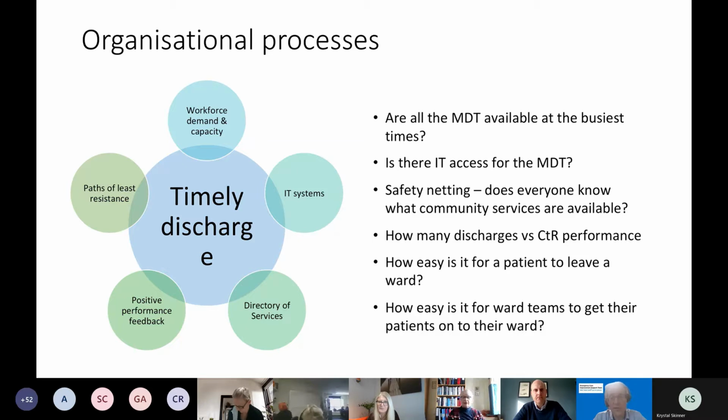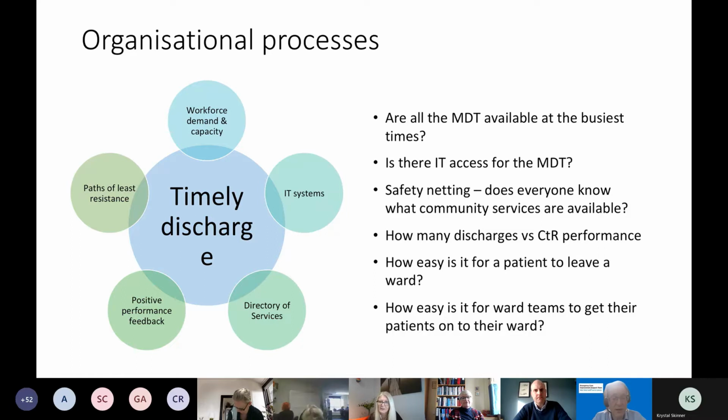Somewhere else I've worked, we've had to compromise on the time of our board round because the therapist was shared between our ward and ITU. So we had to compromise on making some of the decisions as an MDT around that.